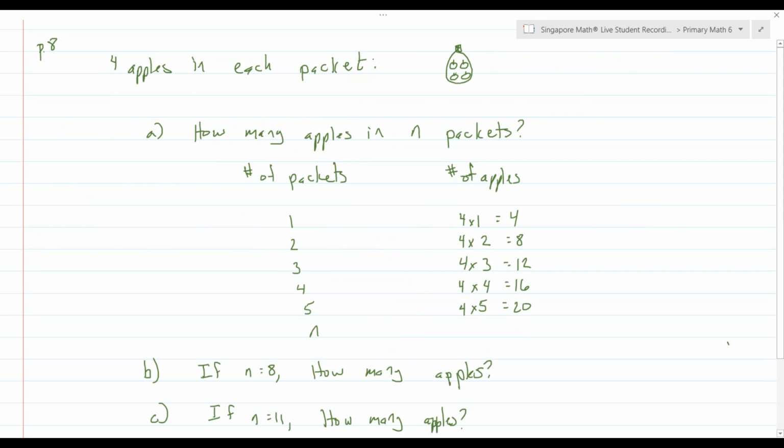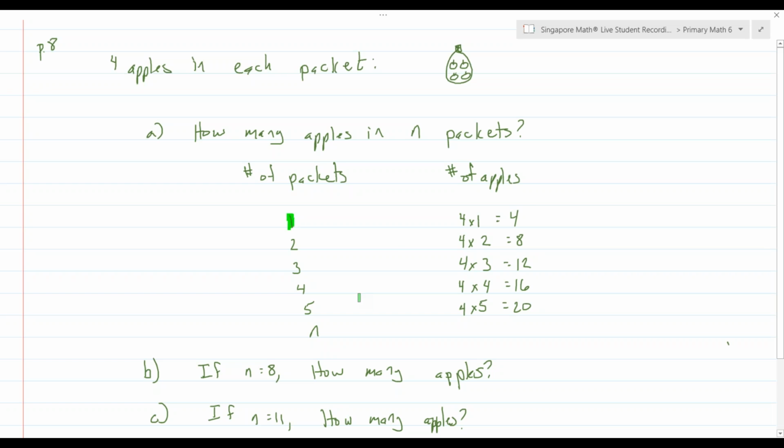Look over on page 8. We're talking about packets that contain 4 apples each. The first question is we're trying to find out how many apples there are in n packets. N is your variable. So the problem is I'll never know how many apples I have if I don't know how many packets I have. So my answer is going to be in terms of n. And then we're going to just think for a minute.